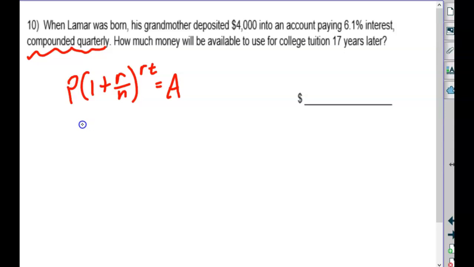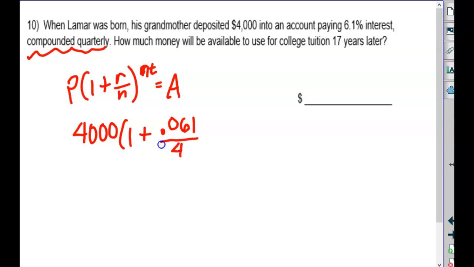Okay. So Grandma put $4,000 in. She said, I don't know if I'm going to be around in 17 years to help with college, so I'm going to put some money away for you now. What goes in for R? Ooh, this is an N. Sorry. What goes in for R? Yes, you have to move it 2 places backwards, so it's 0.061.